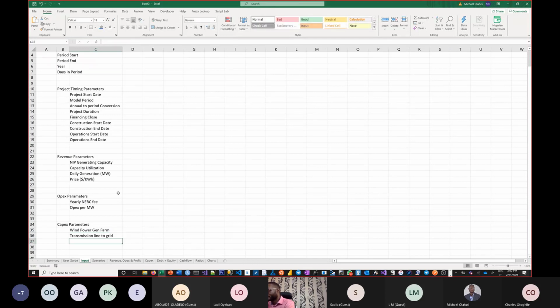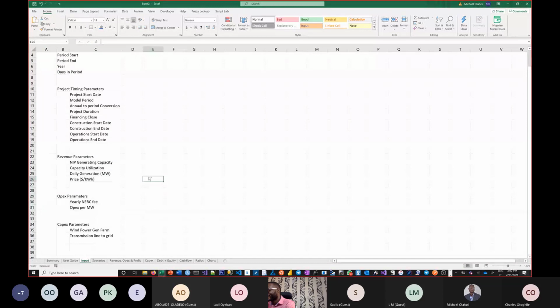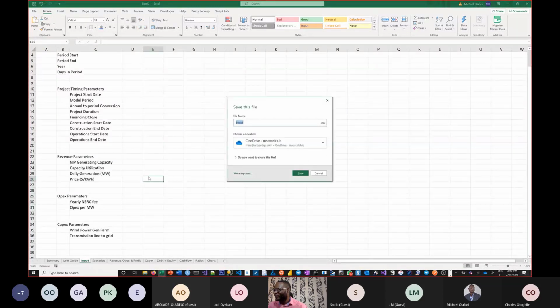What's the time? Oh boy, 3 p.m. already. I think I might just have to stop around here and continue another period, or maybe I'll just finish the input side, because the input side gives you a flow of how the money is going to come in.